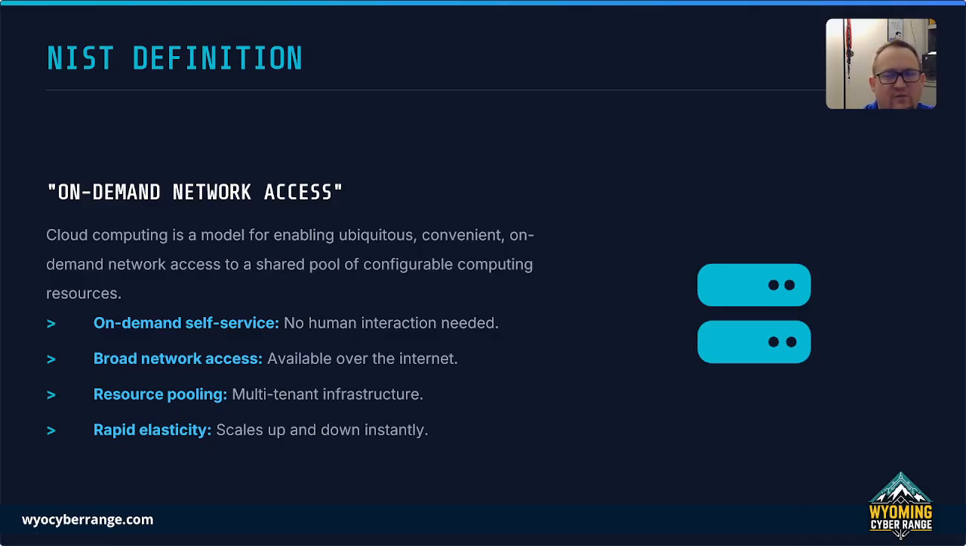We're going to use the official NIST definition, which describes cloud computing as a model enabling ubiquitous, convenient, and on-demand network access to a shared pool of configurable computing resources. That's a mouthful. All right. A true cloud environment has specific traits, and that's really what we're looking for here.